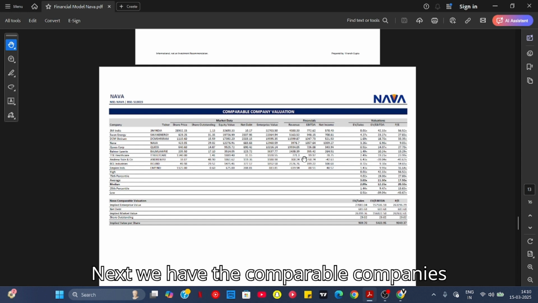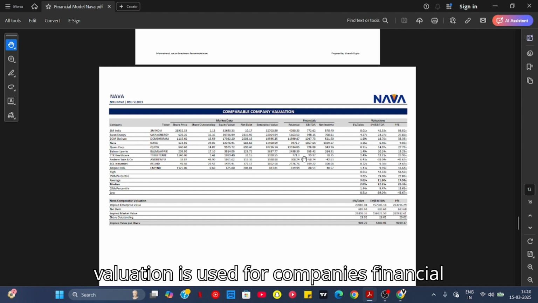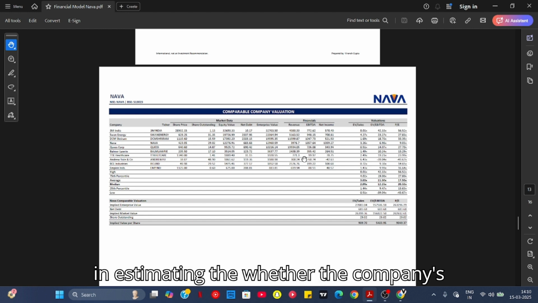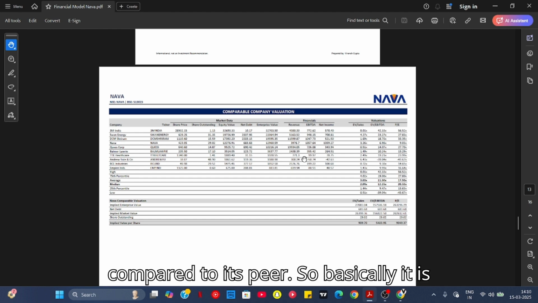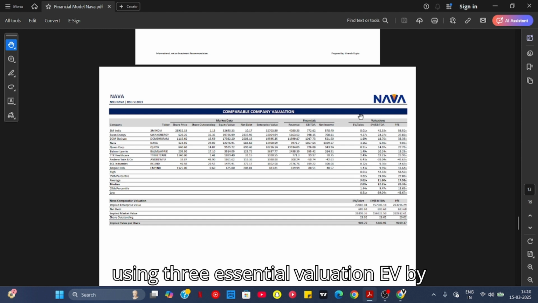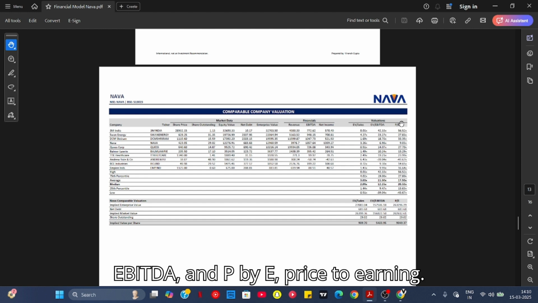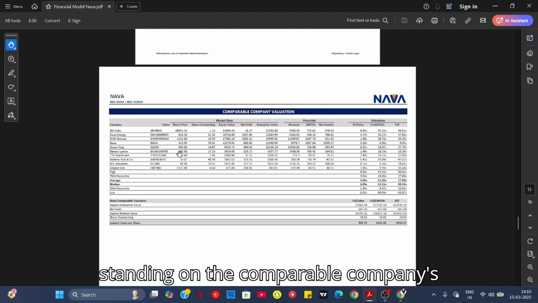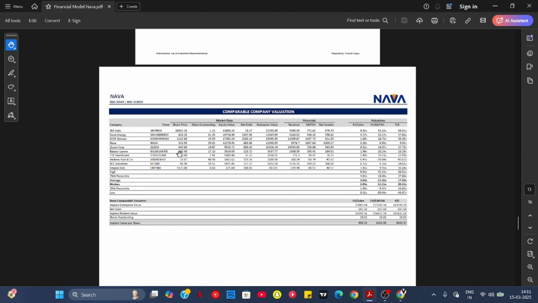Next, we have the comparable companies valuation. Comparable company valuation is used to compare a company's financials with the peer companies' financials in the same industry. It helps in estimating whether the company's stock price is overvalued or undervalued compared to its peers. So basically it uses three essential valuation multiples: EV by sales, enterprise value by sales, EV by EBITDA, and P by E, price to earnings. So we are just comparing where we stand, whether we are undervalued relative to our peers or overvalued.